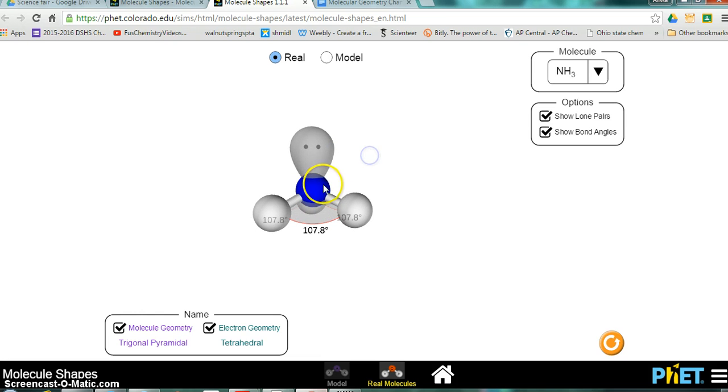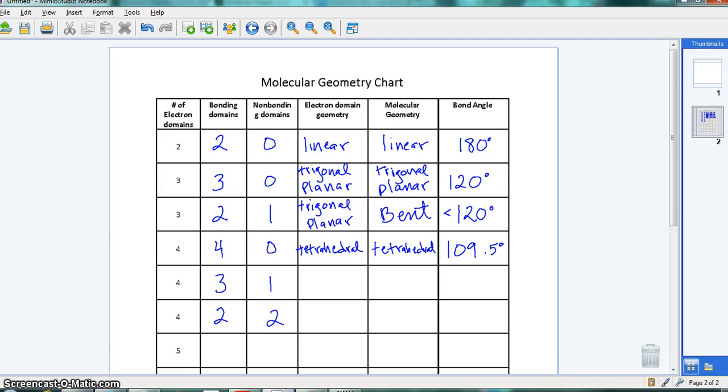So we could go back to our chart. Our electron domain geometry is still 4 groups, so this part is still tetrahedral. But now we have trigonal pyramidal, and our bond angle is less than 109.5 degrees.